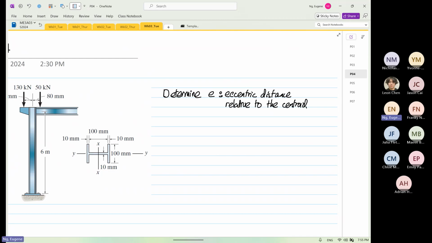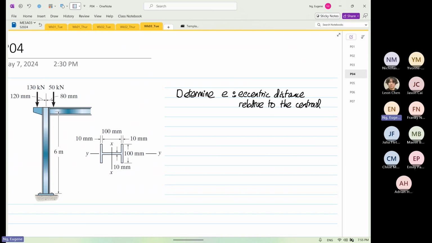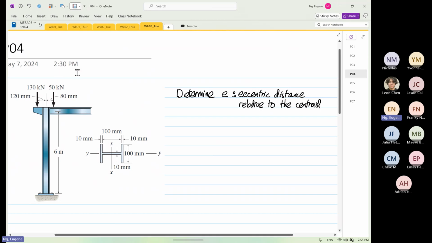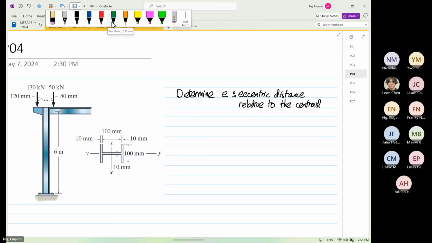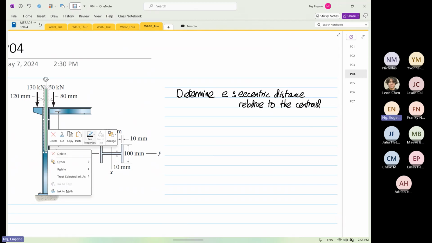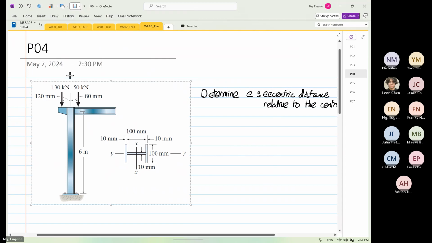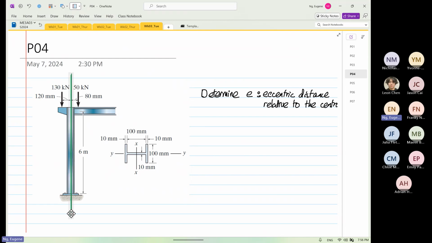Now, it might be quite confusing, but now we have two loads. I repeat again, now we have two loads. So what is this eccentric distance? So with that, I'm going to sketch this out. So we know that this is our centroid. You know this position exactly over here. This is our centroid.